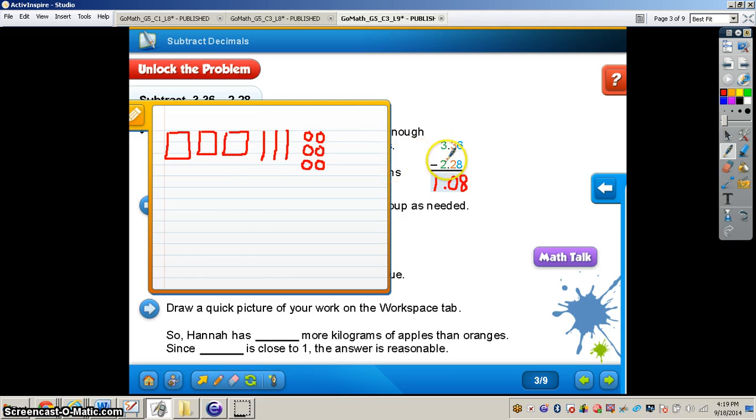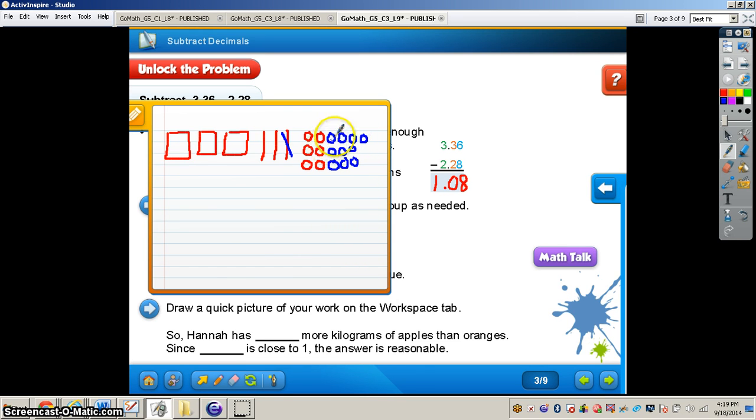Now we're taking 2 and 28 hundredths away from this. So first of all, we need to take away 8 hundredths. We cannot do that because there's only 6. I'm going to use a different color of ink to represent this. So we need to borrow, or we need to regroup. So we're going to cancel out that tenth, and we're going to add 10 hundredths from that 1 tenth. There's 9, and then there's 10.